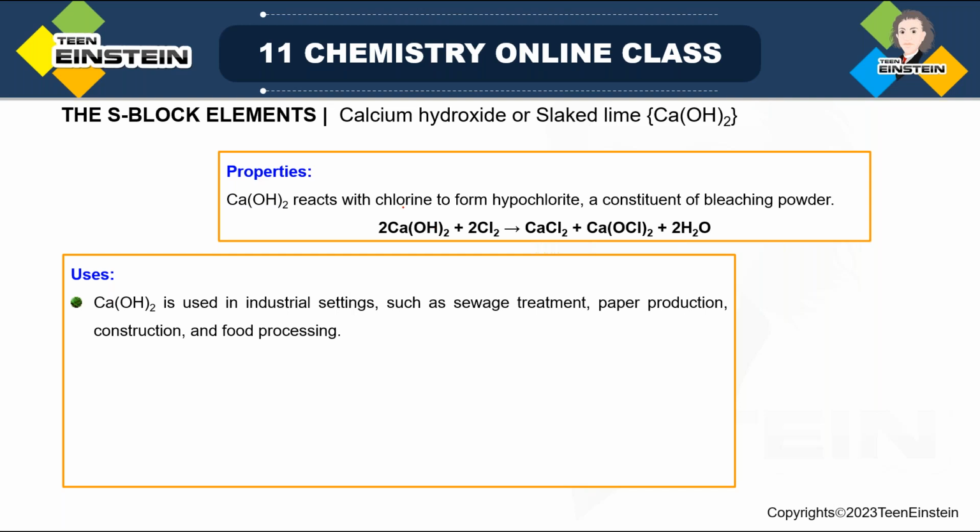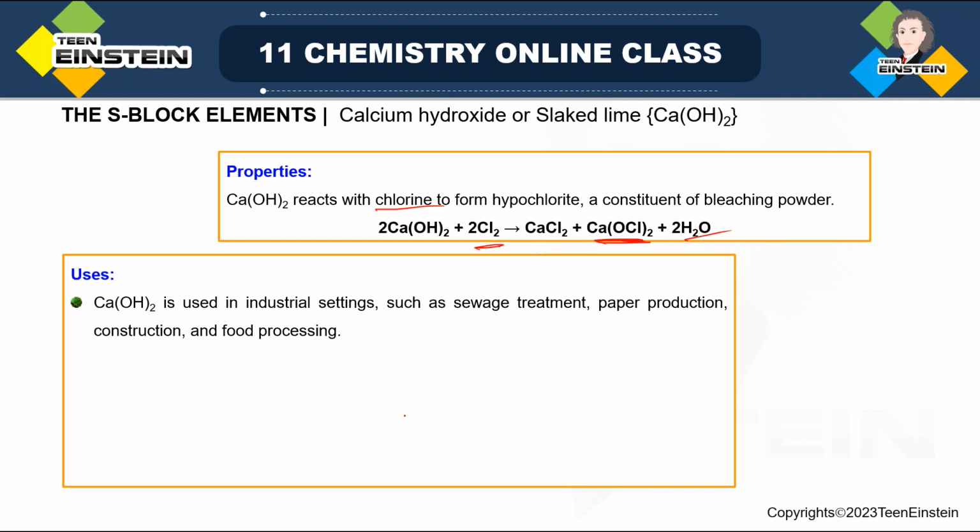Properties: calcium hydroxide reacts with chlorine. This is a very important reaction, because in this way we can produce a compound which is a constituent of bleaching powder. So calcium hydroxide reacts with chlorine and we get calcium chloride, another salt which is a constituent of bleaching powder, and water is the side product.